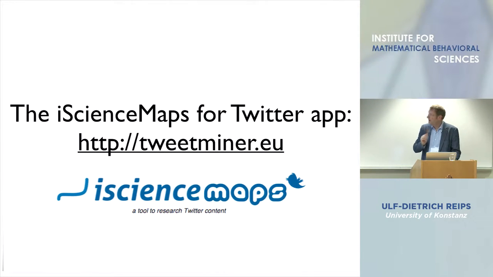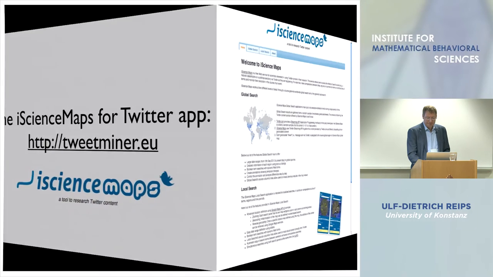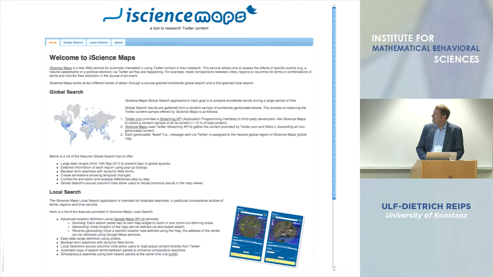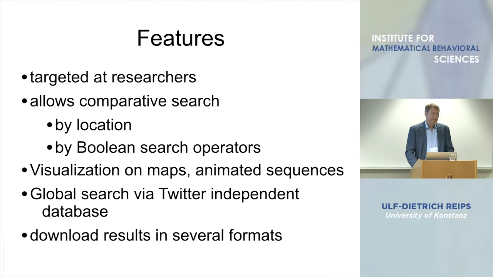And we developed this tool called iScience Maps that's available from this URL to research Twitter content. And this is how the tool looks like. There are two types of search. One is a global search and one is a local search. It is targeted at researchers. So when we developed this tool, it was the case that there were only basic search engines for Twitter content. Twitter offered one itself, and there were some others. But what wasn't around was comparative search. So now with this tool, you can do comparative search by location and use Boolean operators like and, or, and so on to do the searches.